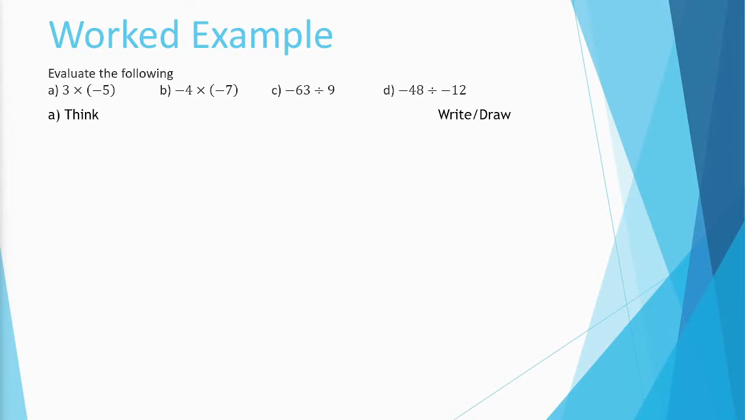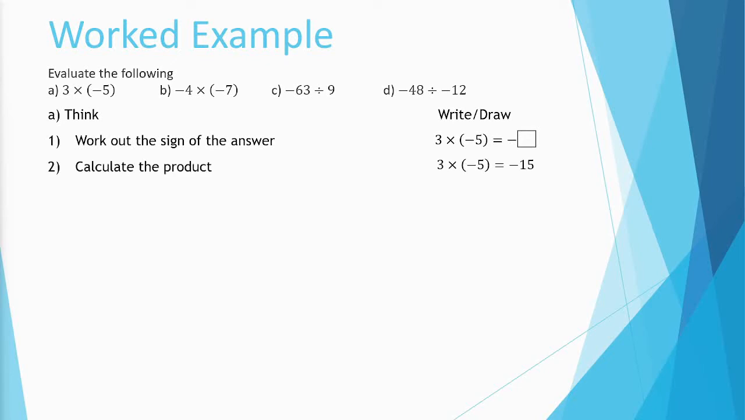3 times -5, and you'll notice the negative is in brackets, so it's nice and clear. Now the 3 is a positive, so we don't have to write the sign there. We could if we want to, but we don't need to. So my first part is I need to work out the sign of the answer. I can see a positive times a negative, so I know the answer is going to be negative something. And now I just need to work out the product.